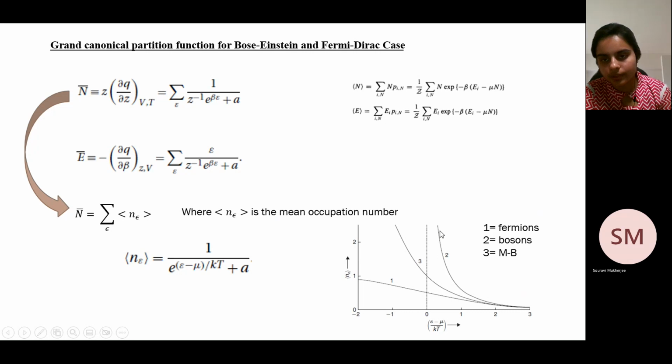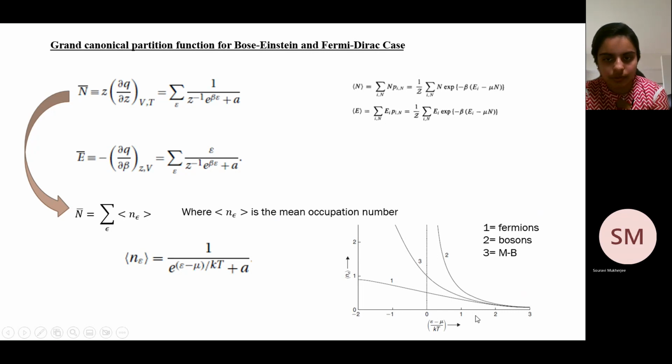While for Maxwell-Boltzmann, you can see that where mu is close to epsilon, it blows up. And this tells us something. The mean occupation number blowing up means that there are a large number of particles in this state. This refers to a kind of condensation called the Bose-Einstein condensation, which we will read about in the coming slides.